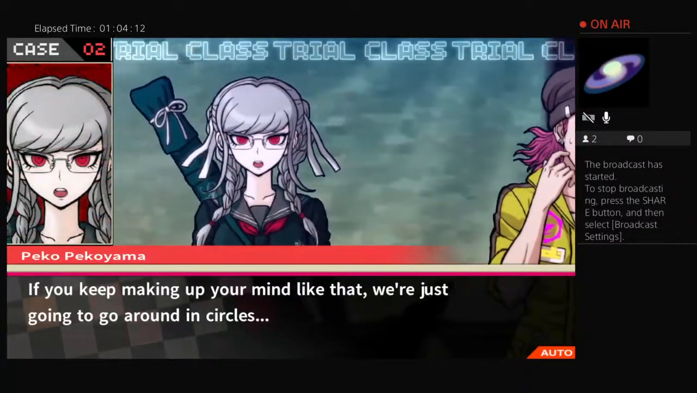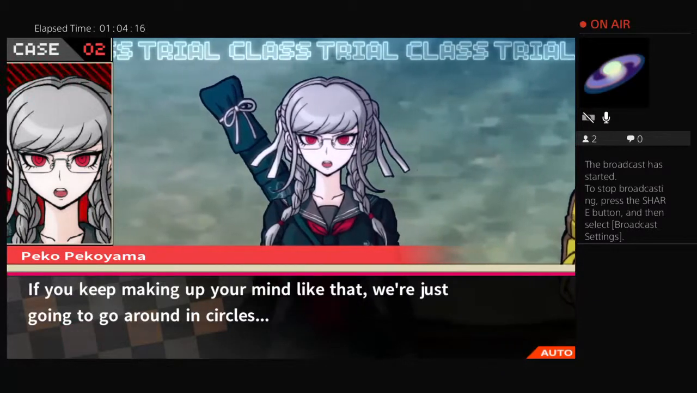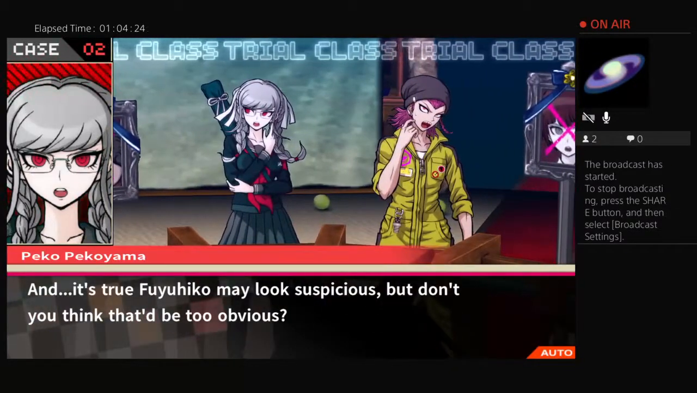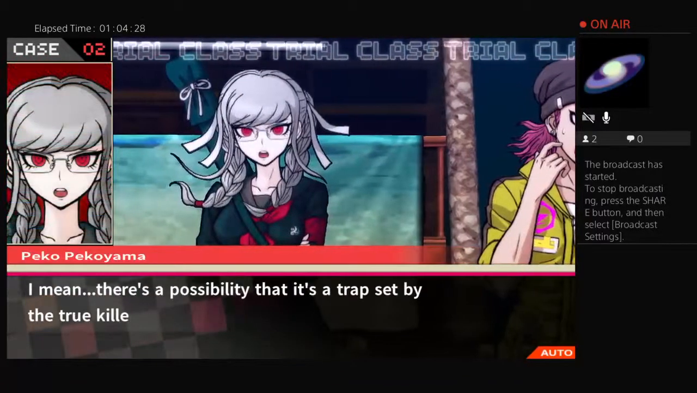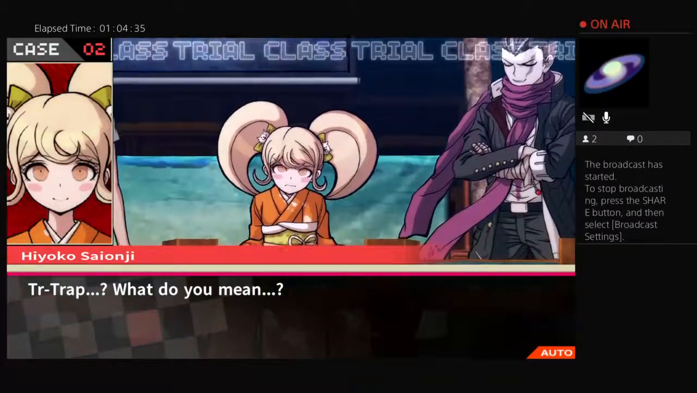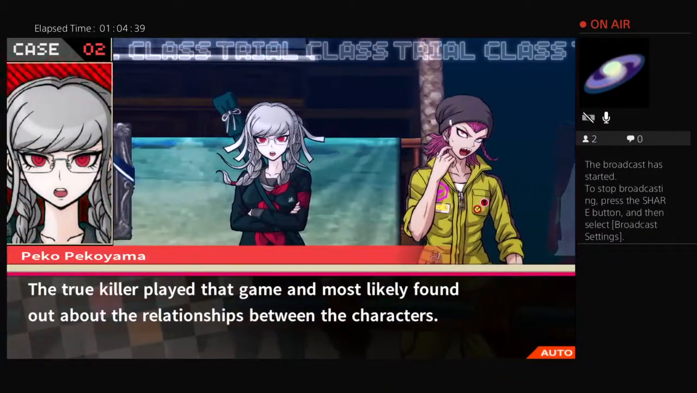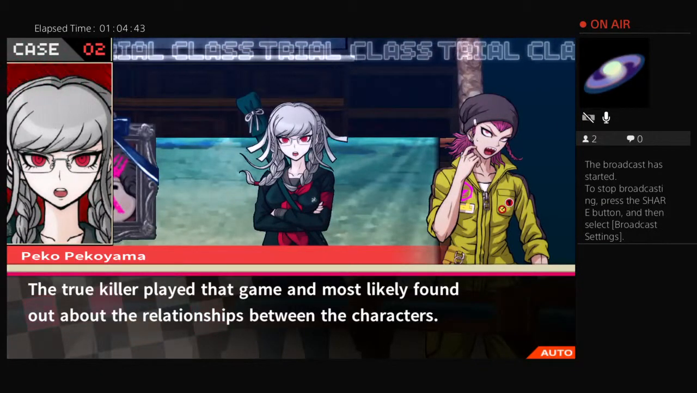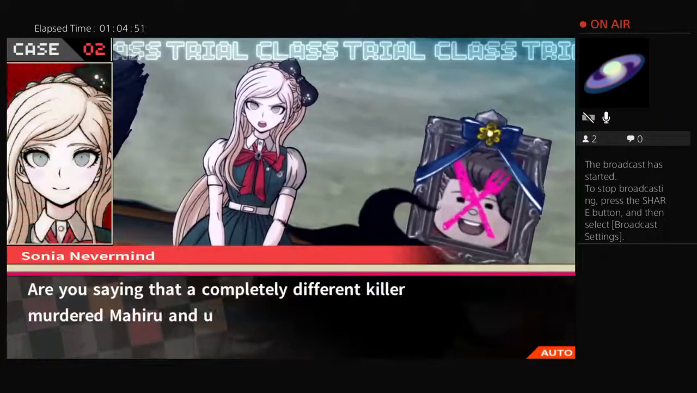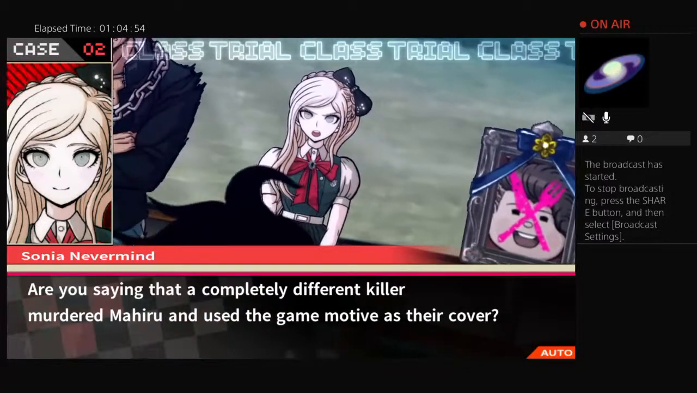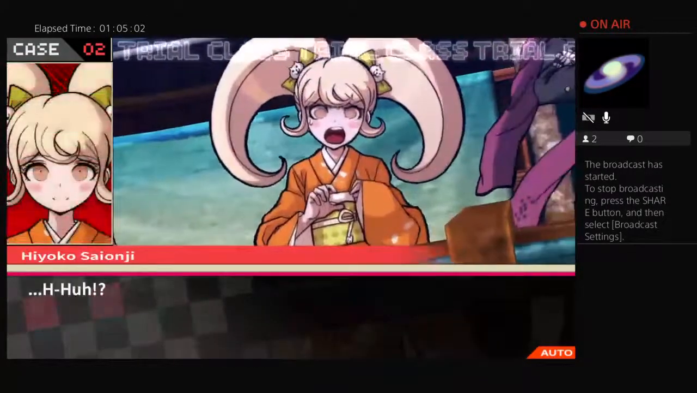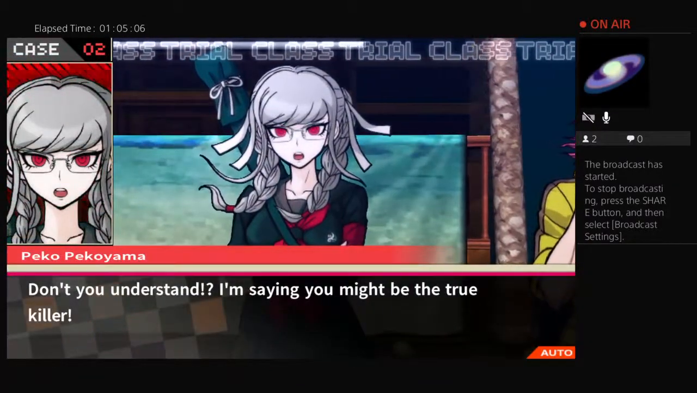If you keep making up your mind like that, we're just going to go around in circles. And it's true Fuyuhiko may look suspicious. But don't you think that'd be too obvious? What are you... I mean, there's a possibility that it's a trap set by the true killer. Trap? What do you mean? The true killer played that game, and most likely found out about the relationships between the characters. That person could be using that knowledge to try to set up Fuyuhiko. Are you saying that a completely different killer murdered Mahiru and used the game motive as their cover? Isn't that what happened, Ryoko? Huh? Don't you understand? I'm saying you might be the true killer.